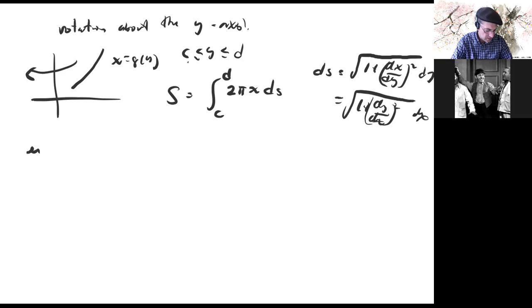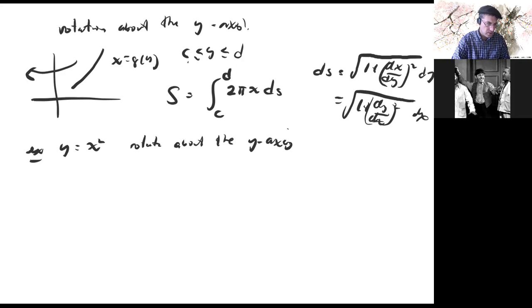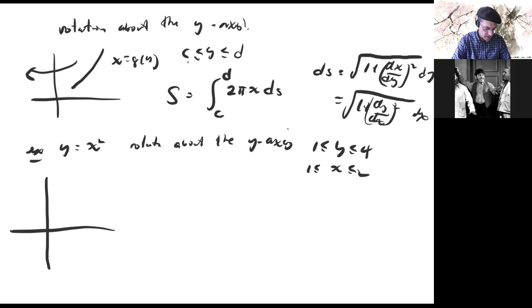So let's take y equals x squared, and we rotate about the y-axis. We do it for y between 1 and 4, let's say. That means x is between 1 and 2, by the way. Okay, so here's the picture. Y equals x squared is part of a parabola. Maybe it looks like this, and we're rotating it around the y-axis.